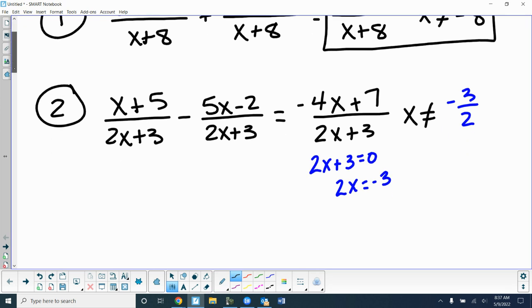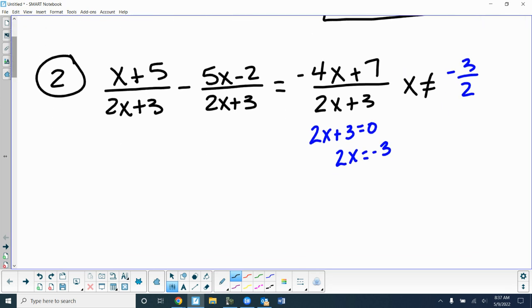Any questions on the first two? We understand the negative 3 halves part? Yeah, don't worry about the numerators. It's okay to have 0 in the numerators, right? It's just the denominators we worry about on that part.